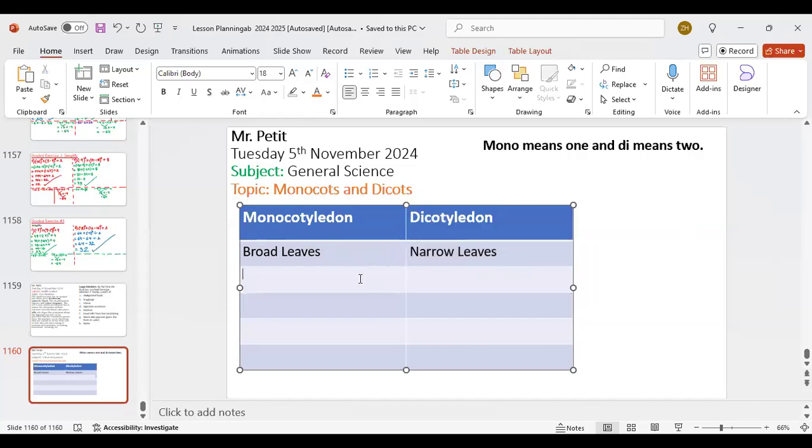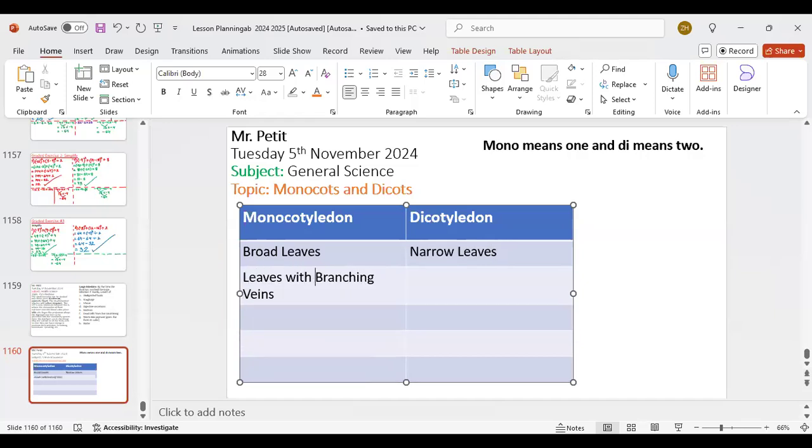Next, monocotyledons have branching veins. So I guess I just say leaves with branching veins. And then dicotyledon has leaves with what?